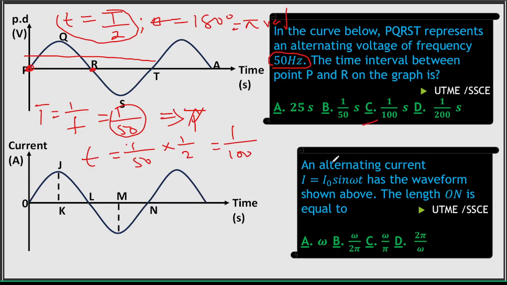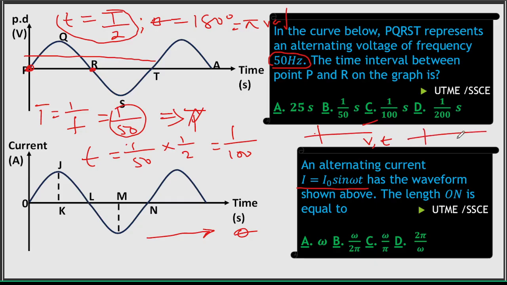Understood? Now the next one: an alternating current has the waveform shown above. The length ON is equal to dash. Again, don't forget that along this line we are considering time. But of course, there's a relationship between time and the phase angle, theta. Remember when we discussed waves? The one of wave was like this. Here we had V, T.